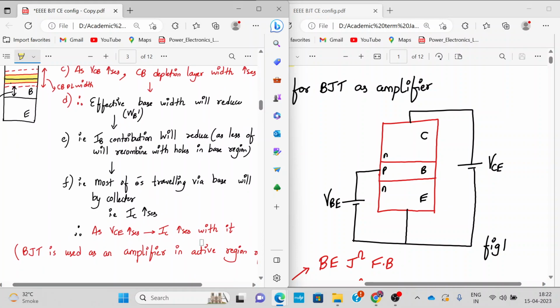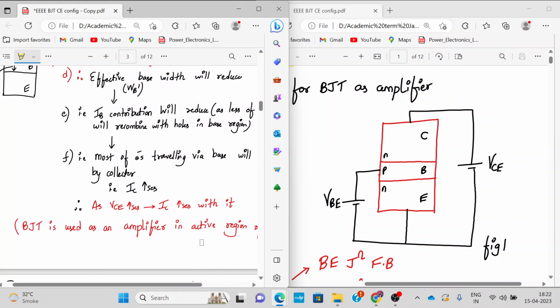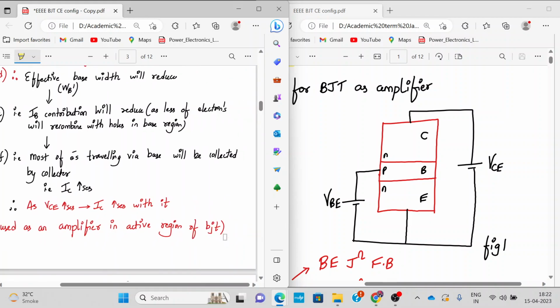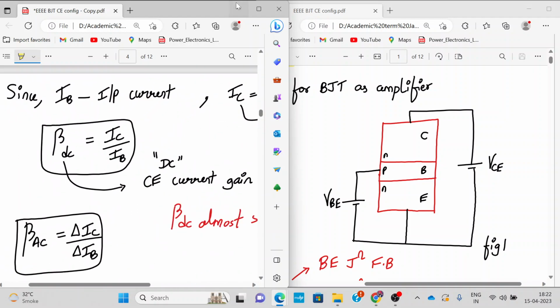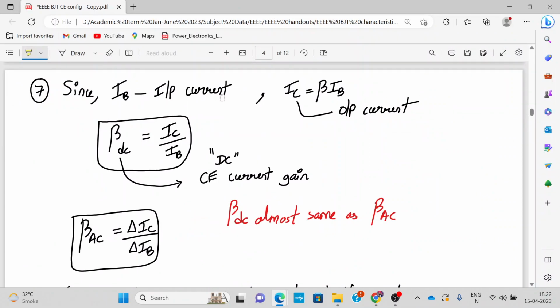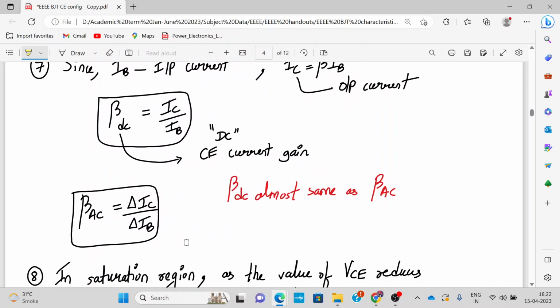The point to be noted is that the BJT is used as an amplifier in the active region of operation. Now let us also determine the relation between them. IB is the input current, and IC is the output current. So we have beta DC, which is IC upon IB, the DC current gain, the common emitter current gain, and there is a beta AC also, which is delta IC upon delta IB. They are almost the same. They might seem different, but if you see carefully, they are in almost the same range.